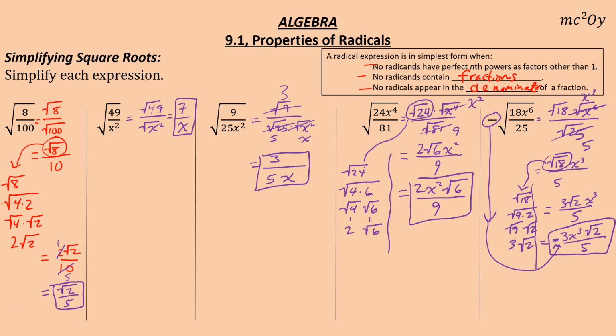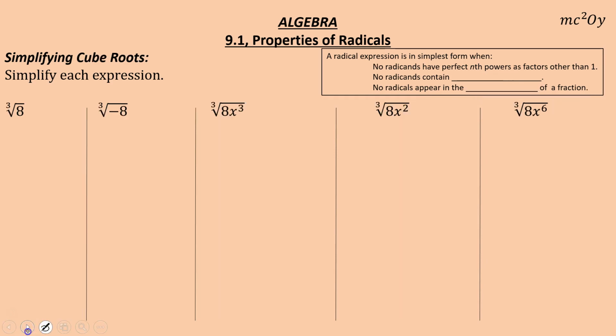All right. Well, hopefully you got it. We're going to move on to cubed roots. This would be day 2 of my lesson, by the way. All right, cubed roots. So no radicals have perfect nth powers as factors other than 1. No radicands contain fractions. And no radicals appear in the denominator.